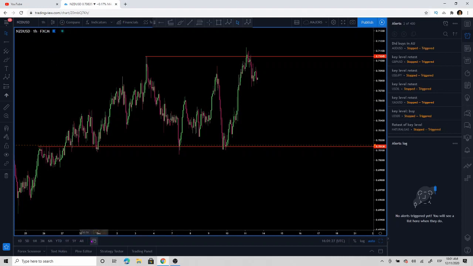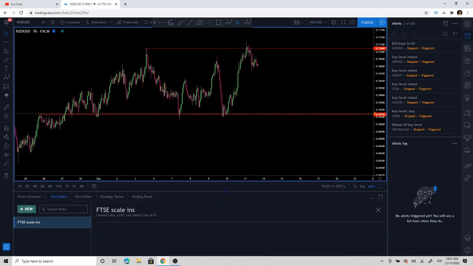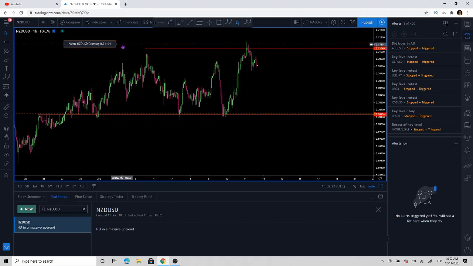Because what I do here is, I already have my alert, and I go here and add a note right here. This is going to be a new note on the New Zealand dollar, US dollar, NZD USD. I know what I'm looking at, but I also write it down because I look at so many markets that it's the best way to remember exactly what I want. NZD USD in a massive uptrend. So actually, yes, I want to be alerted whether this goes up or down, right?